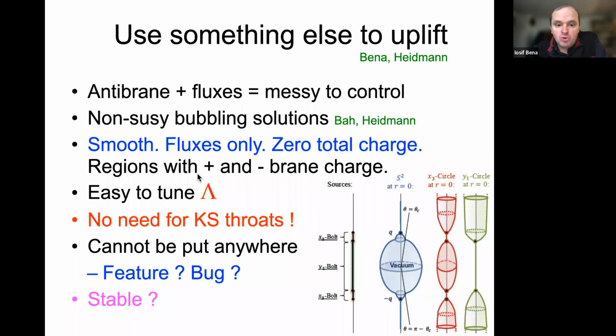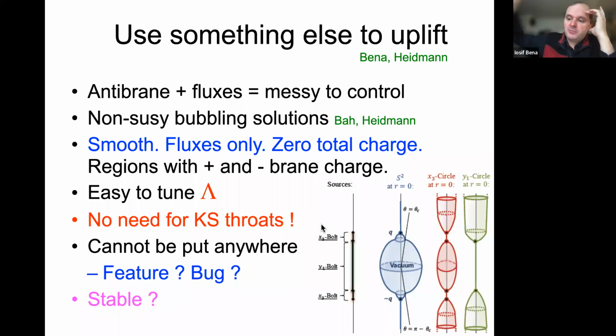Moreover, it's much easier to tune lambda, because normally when you have an anti-D brane, you come with the mass. The only way to bring the energy uplift to be small enough to avoid destabilizing all the complex structure and the Kähler moduli stabilization is to put it down this long Klebanov-Strassler throat. And the point is, with this solution, you can tune lambda much easier by just playing with these bubbles and these fluxes. And you don't need Klebanov-Strassler throats. You can actually do the uplift.